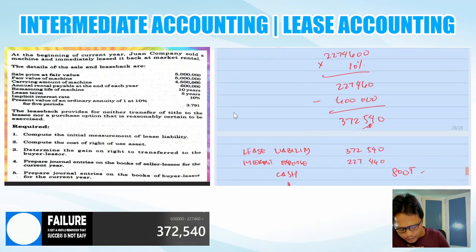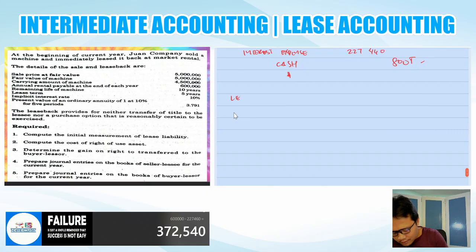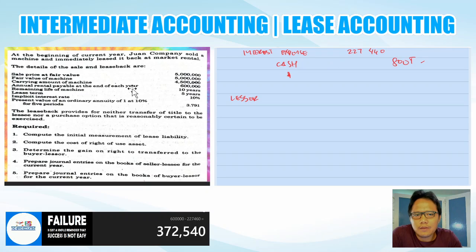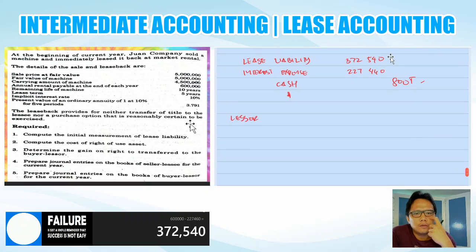Okay? So, in the books of the lessor buyer, okay? Now, the first thing that we need to know is, ano ba to? Finance or operating lease? Diba? So, if you look at it, yung lease term lang is 5 over the life na 10 years, so 50%. Then, there is no transfer of title nor a purchase option. It is reasonably certain. The point is, this is not a finance lease. Okay? So, we will use the operating lease method. So, madali na lang. Okay? Madali na lang. So, on January 1, okay?